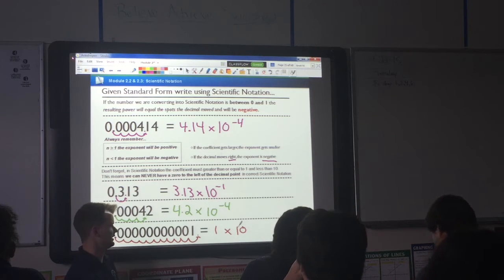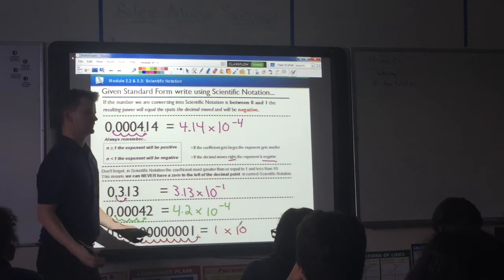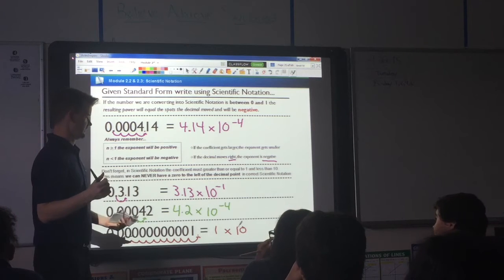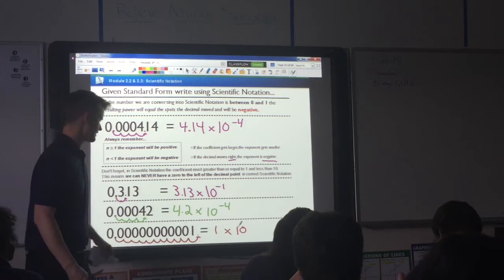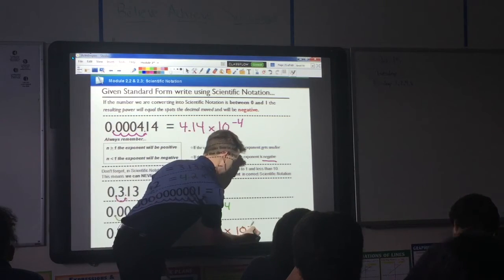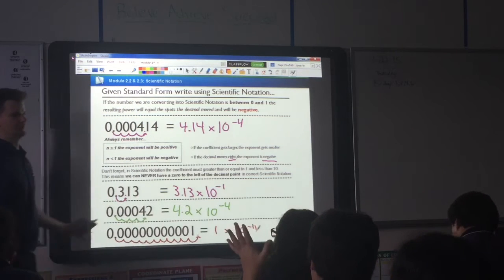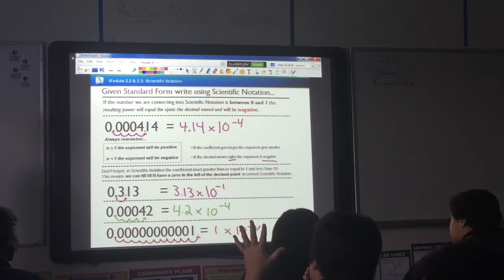You sure it's not negative 12? No. Why is it negative 11? Because we moved to the right, and because the original number was less than 1. So it's going to be 11 because we moved it 11 times, and it's going to be negative because we moved to the right. It was less than 1. Questions on this? No. So yeah, this is easy.